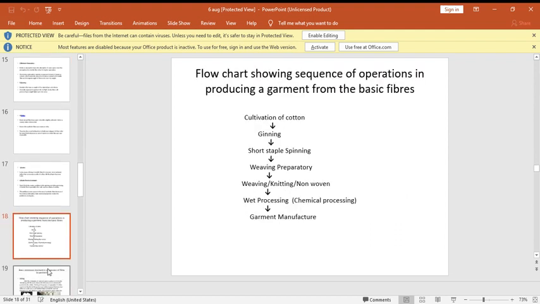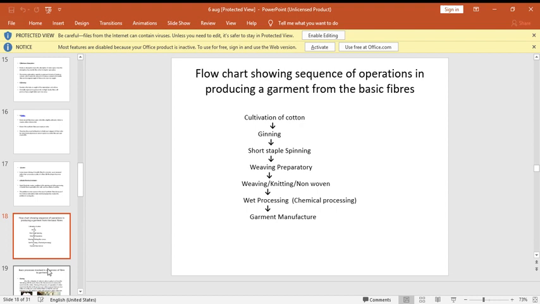Next, today's third objective is the flow chart showing the sequence of operations in producing a garment from basic fibers. So basic fibers, if you take cotton, that is cultivation of cotton, it goes to ginning. That means converting seed to fiber. From the cotton boll, the cotton fibers are separated from the seed. That is called ginning. Then we remove the seed, and finally it remains as fibers. That is called short staple spinning, and from that the yarn is produced.